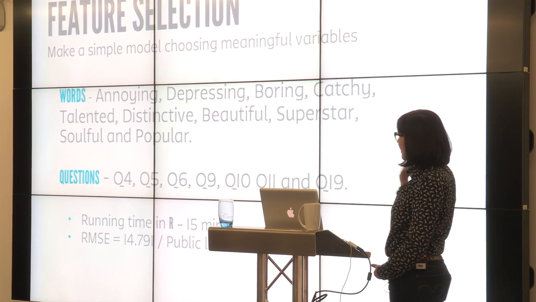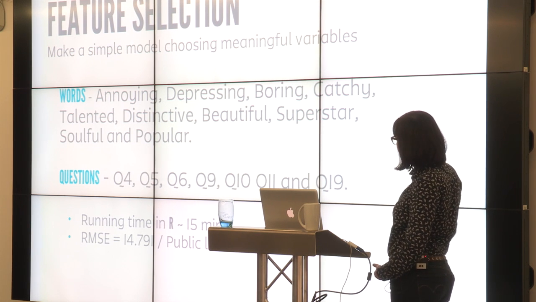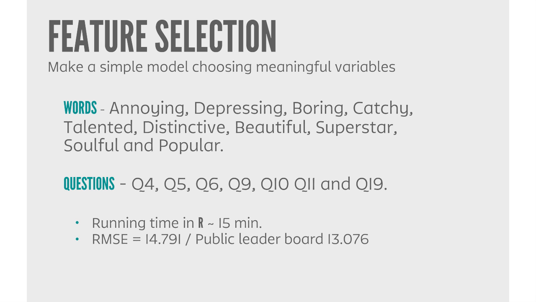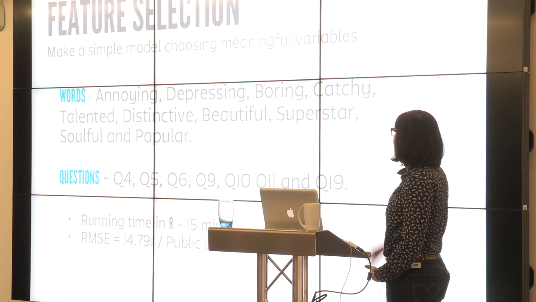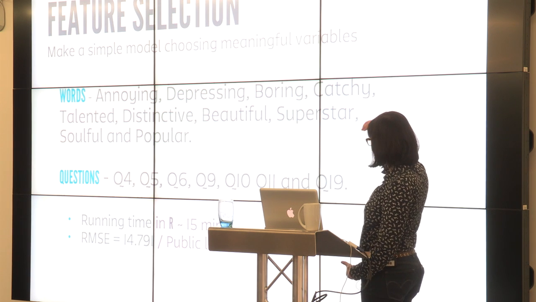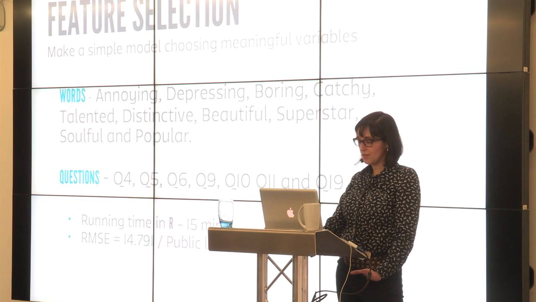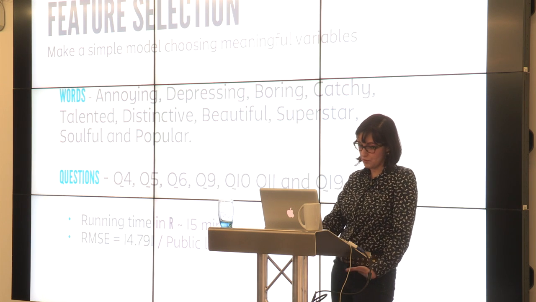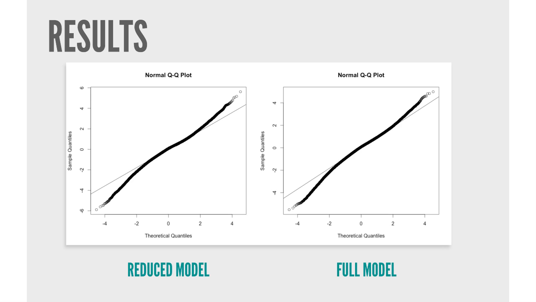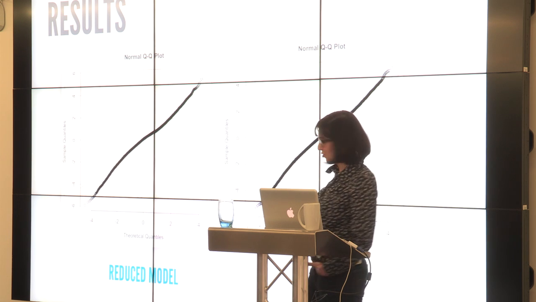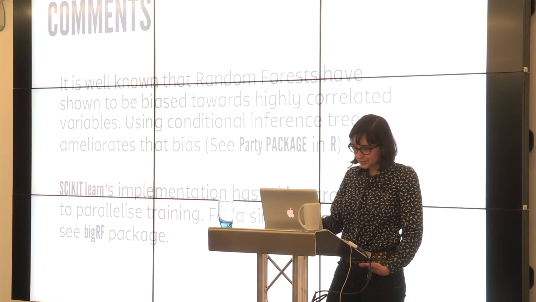So you can try to make a simple model choosing meaningful variables. I chose these ones, given the previous visualization. You can build a randomForest in R and Python. In R, the training time decreases a lot, becoming 15 minutes versus what I told you before, that was a long time. And these are the results. If you compare the reduced model and the full model, it's quite crappy on the edges. It's quite good in the center. And it seems you didn't lose much by ditching most of the variables.